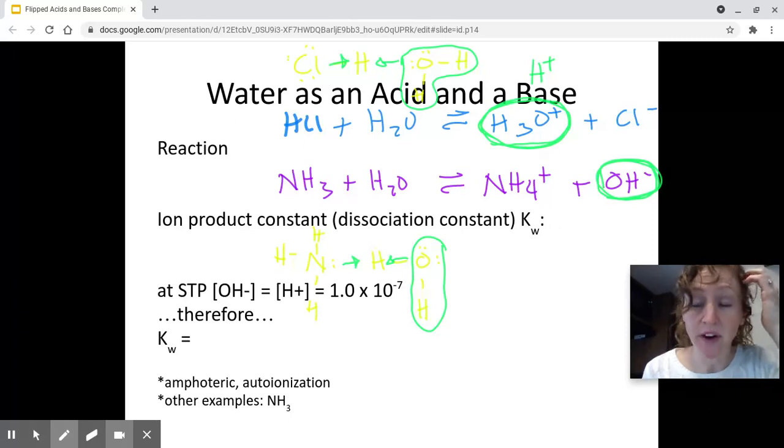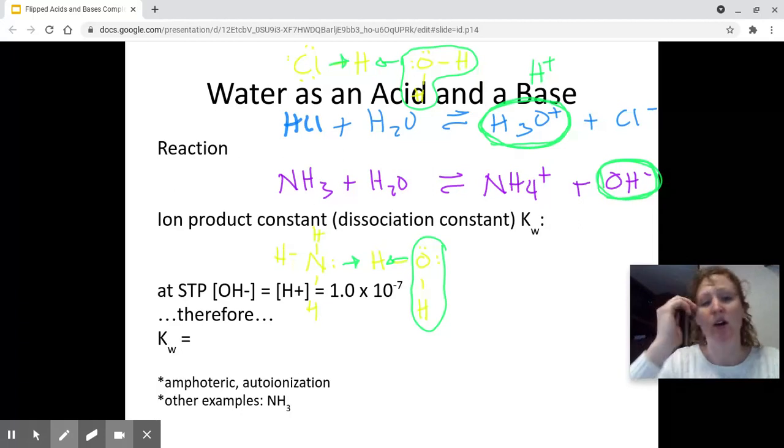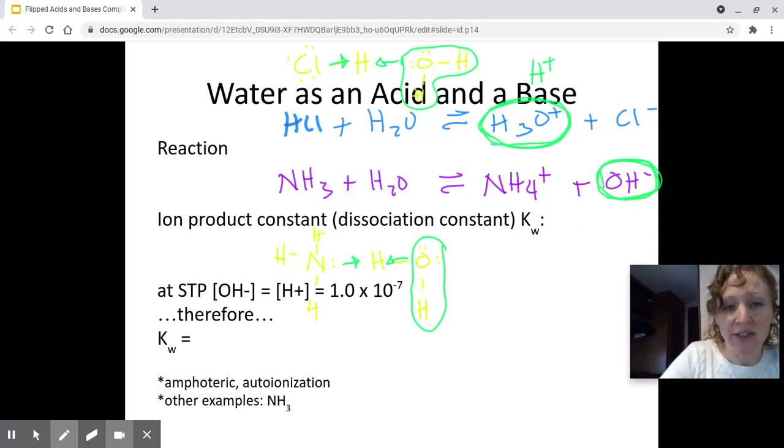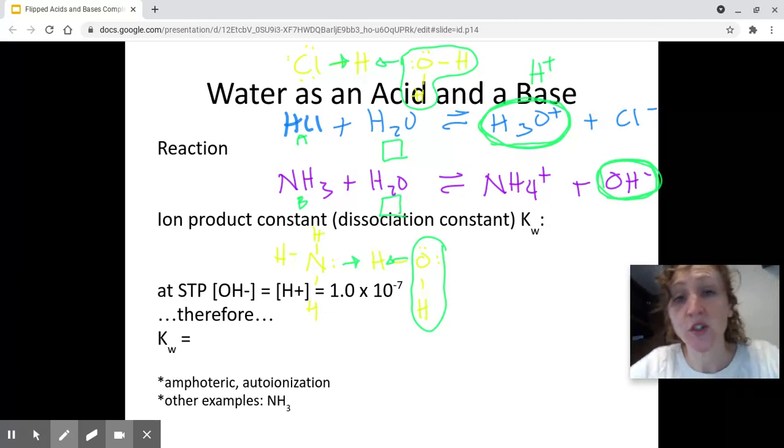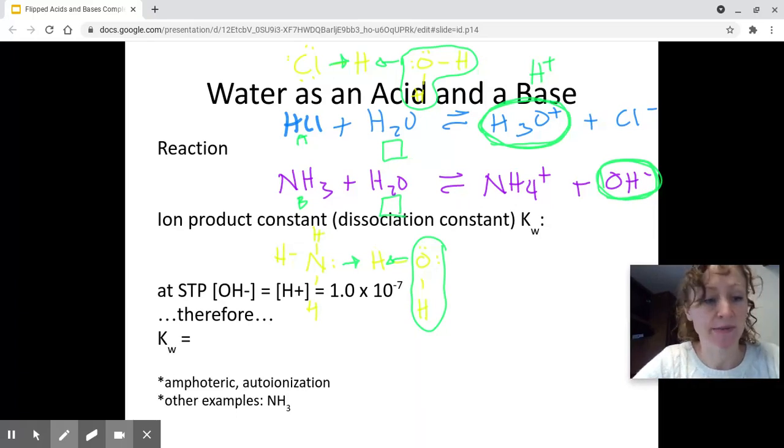Now, before we go any farther, I want you to take a minute and see if you can decide if water is acting like an acid or a base in both of these equations. So hydrochloric acid, obviously an acid. Ammonia, obviously a base. But what's water? This would be a good time to pause the video, come up with a definite answer, and then come back to us and we'll talk about it together.